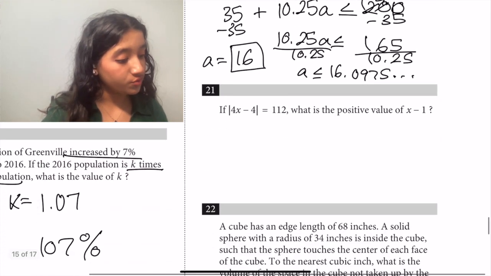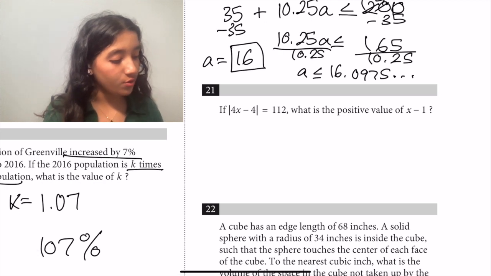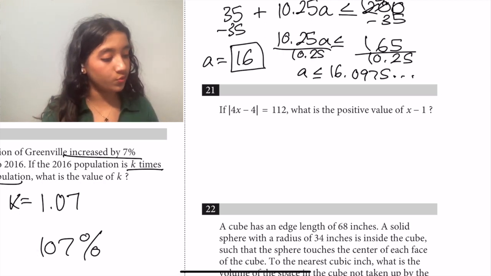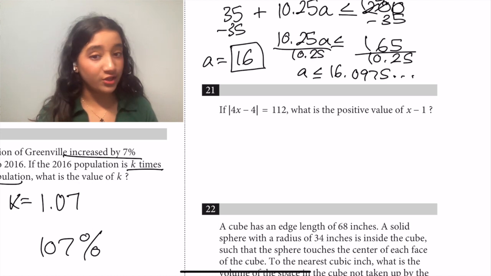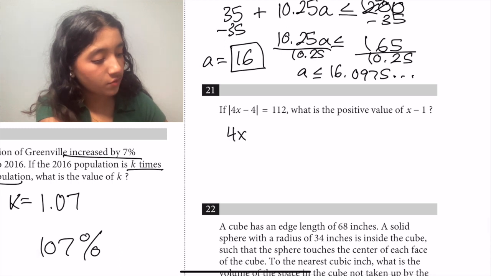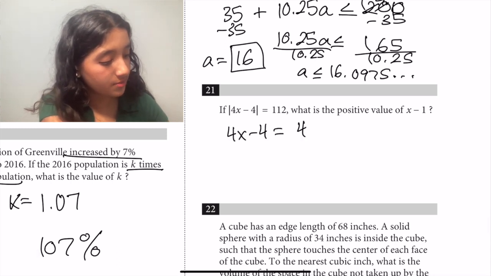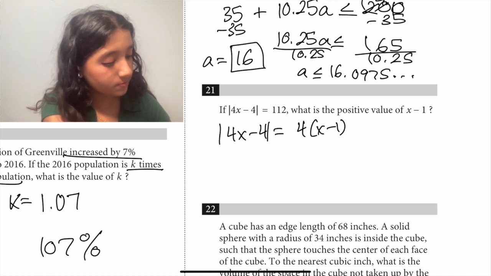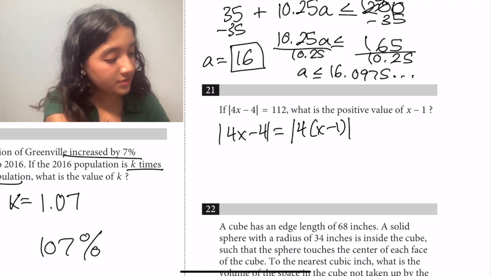Moving on to question 21, we have that if the absolute value of 4x minus 4 is equal to 112, what is the positive value of x minus 1? So a really useful trick to know here. We know that 4x minus 4 is equal to 4 times x minus 1. So we have the absolute value of 4x minus 4 is the absolute value of 4 times x minus 1, which is equal to 112.